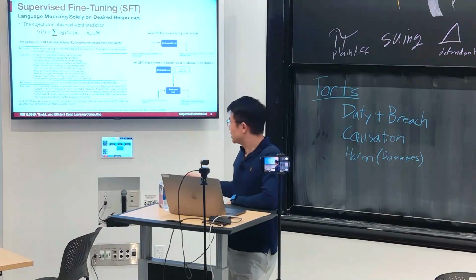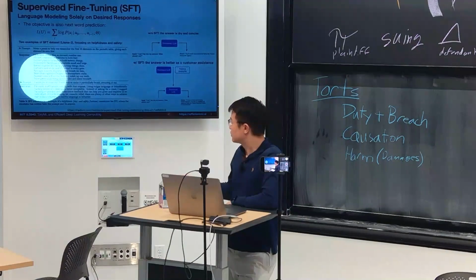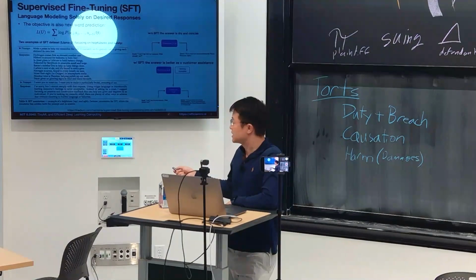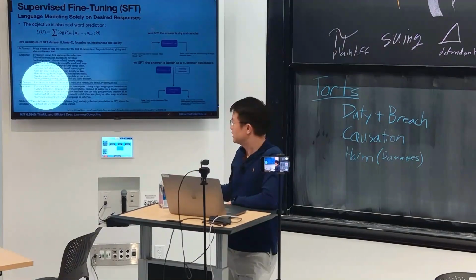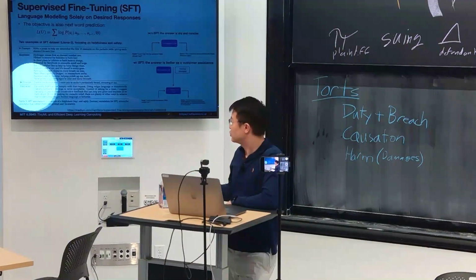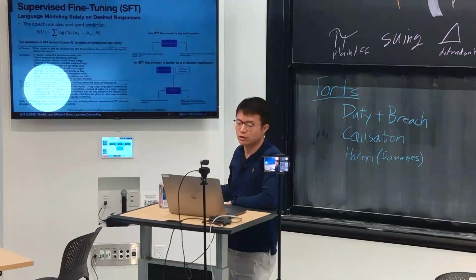Again, we input the prompt and use that as the condition, and then we add a loss to the predicted tokens by using the human response as the ground truth.